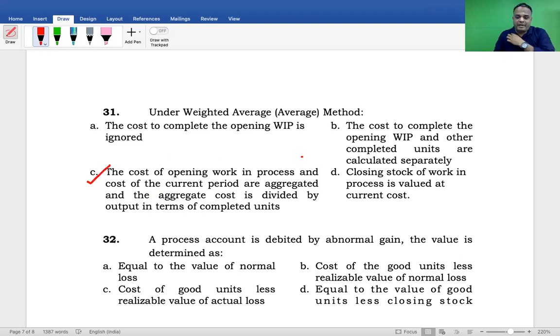A process account is debited by abnormal gain. The value is determined as equal to the value of normal loss, or the cost of the good unit less realizable value of the normal loss, or cost of the good unit less realizable value of the actual loss, or the value of total units less closing stock. Cost of good unit less realizable value of normal loss, option B. Not actual loss; normal loss only you have to adjust. Are you with me? Gross cost minus normal loss. Normal loss only you are adjusting. Understood?